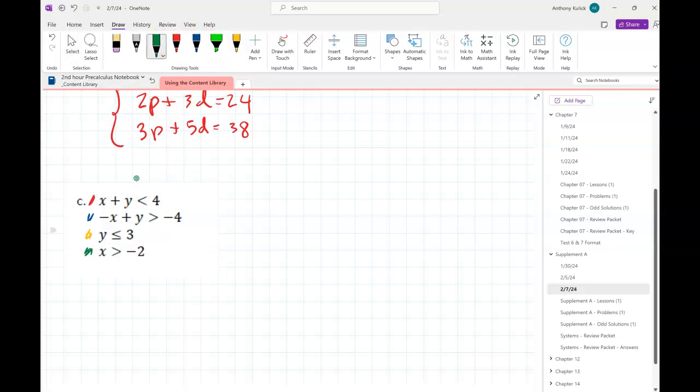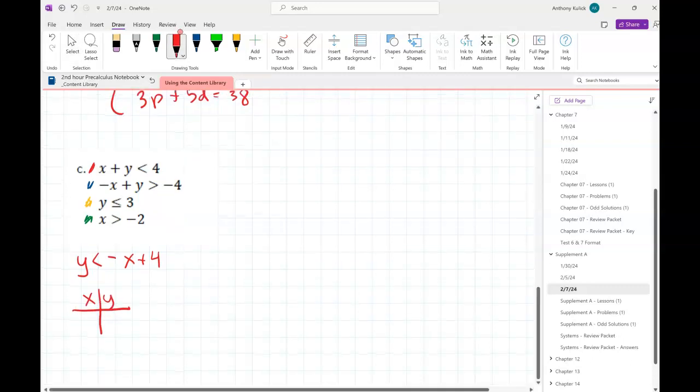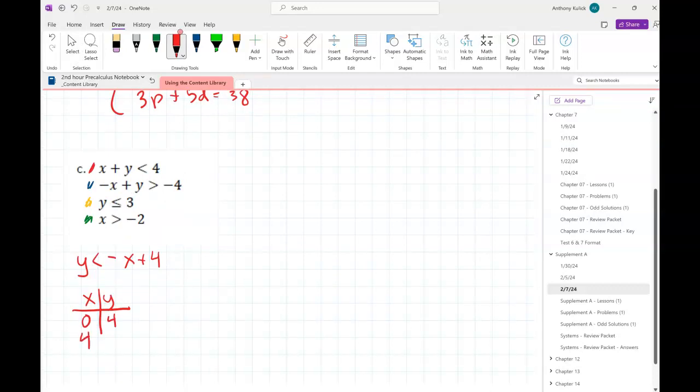All right, so the first thing I'm going to do is rewrite the equation so it's in slope intercept form. So I'll subtract the x from both sides. Then I'll pretend it's an equation and come up with 2 points. So maybe I'll pick 0 for x. If I do that, I get 4 for y. Or if I pick 4 for x, I get 0 for y.